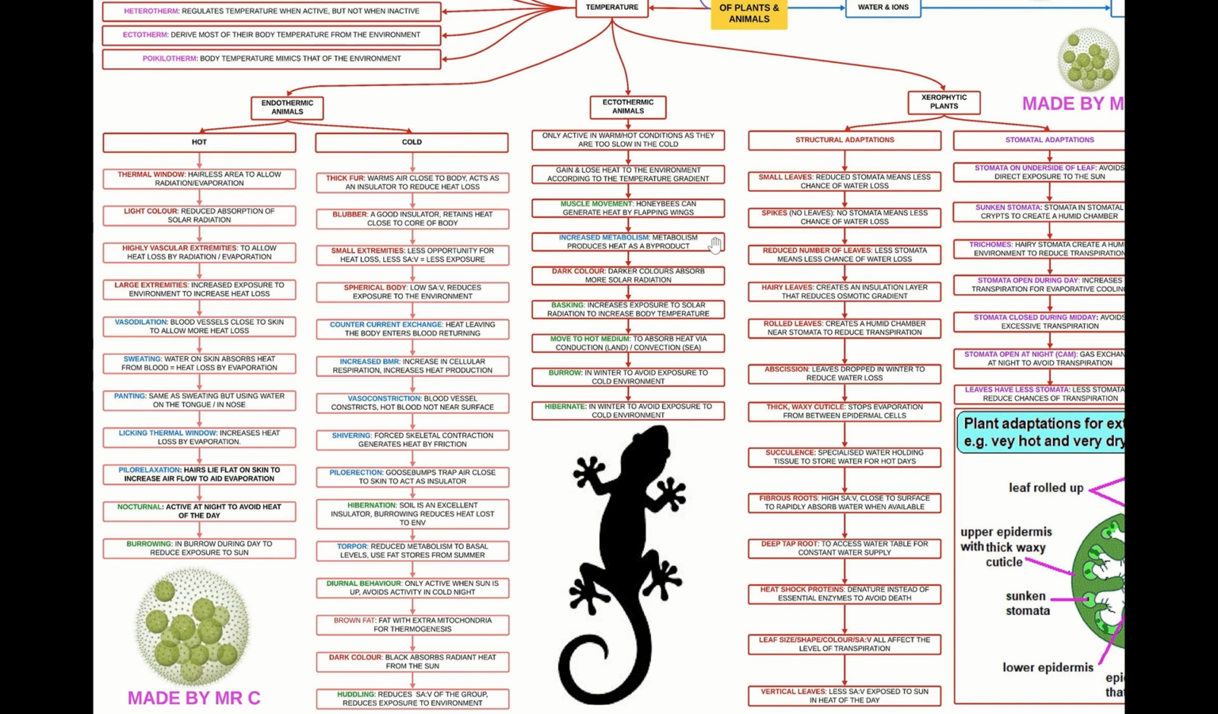Some organisms can slightly increase their metabolism to increase heat production. Again, dark colors increase absorption of solar radiation. Basking allows the organism to soak up solar radiation and increase its body temperature. Some organisms move to a hot medium, like snakes lying on a hot road. Other organisms in winter burrow to avoid exposure to the cold environment. And when they're in the burrow, a lot of them hibernate during winter.